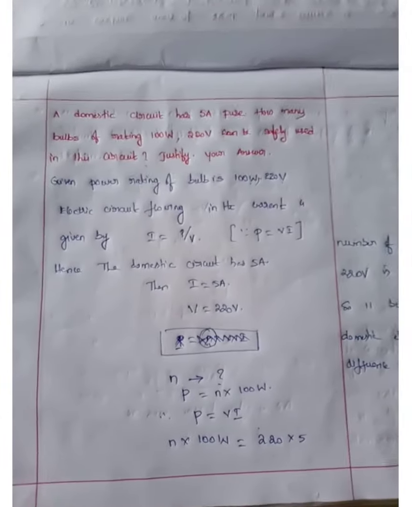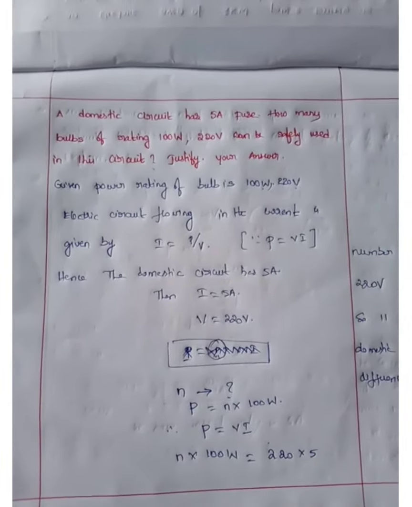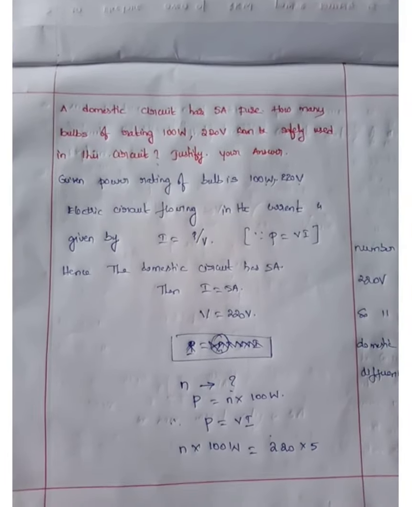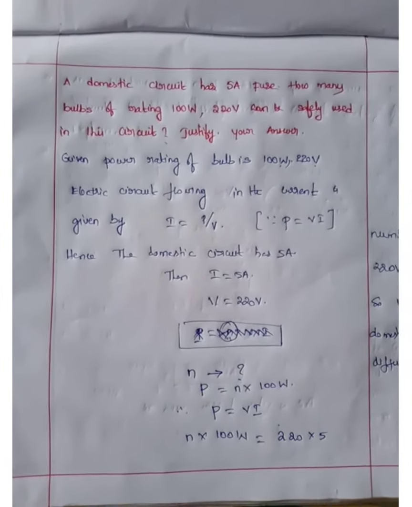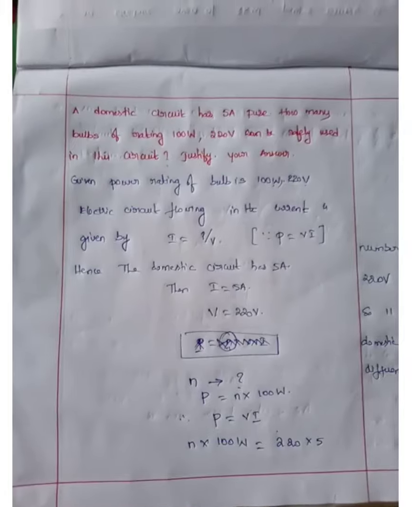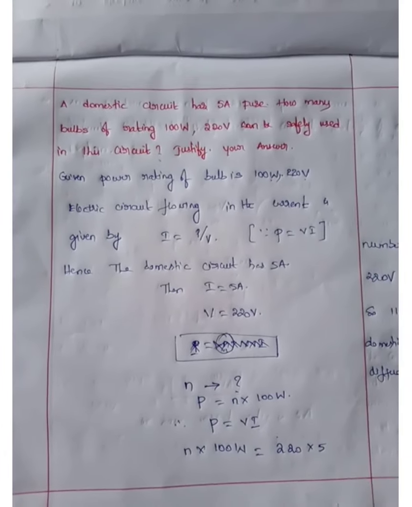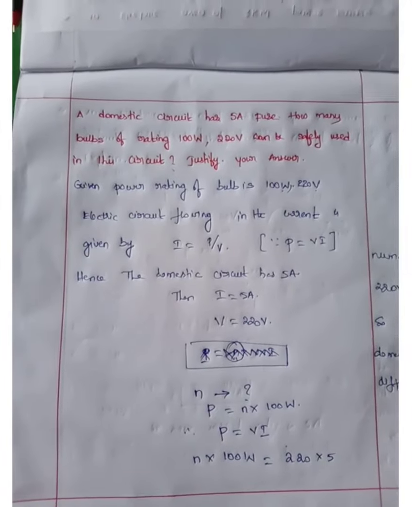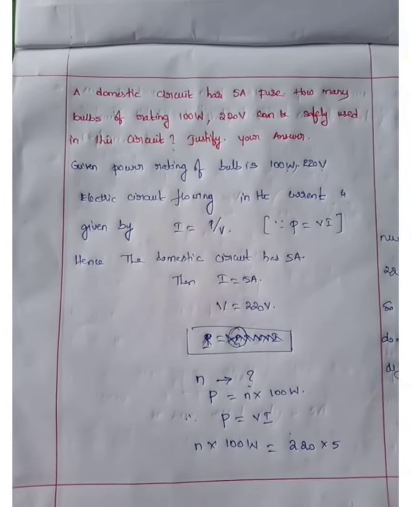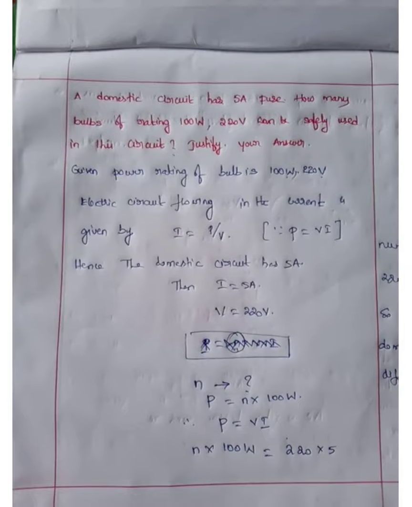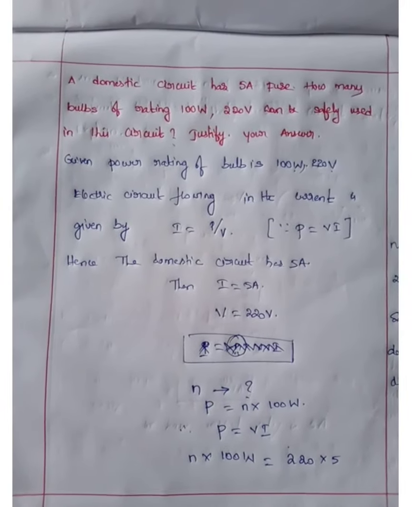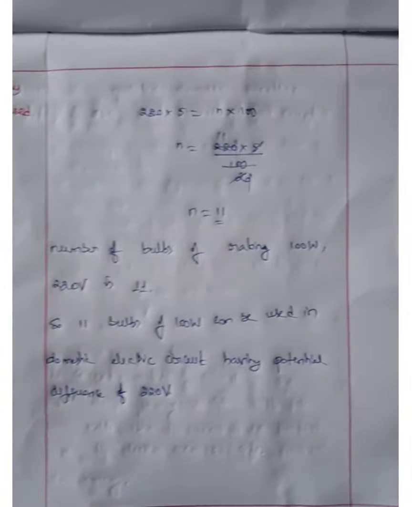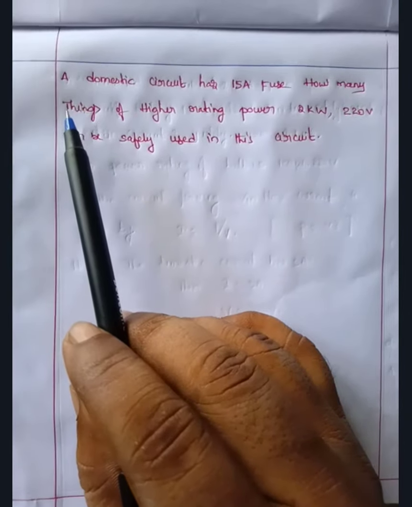So if the power rating is given, then we can find how many bulbs can be used in a domestic circuit by this process. Okay, see one more model.